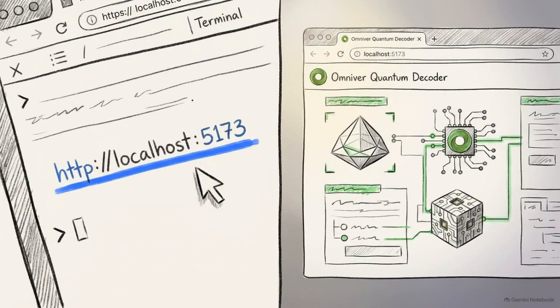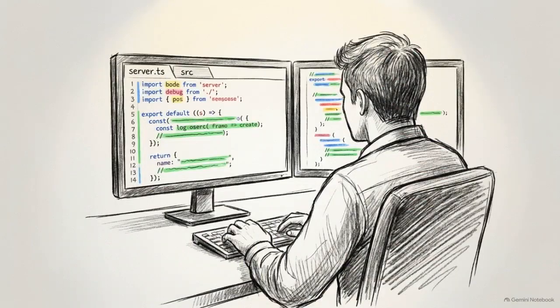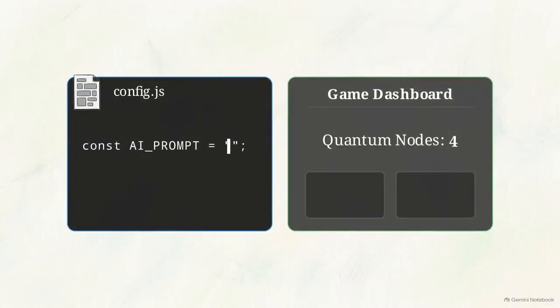Click the localhost link and confirm that the Omniver Quantum Decoder interface is now displaying in your web browser. If you see it, you've successfully installed the dependencies, linked a live AI model, and launched your local server. From here, your immediate next step could be exploring the codebase. Try tweaking the AI prompts within the code to change the rules of the quantum game itself.